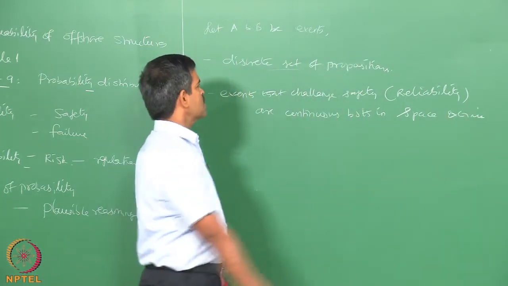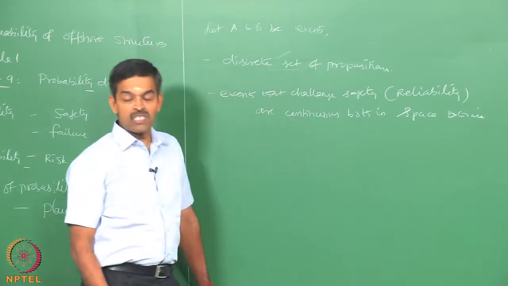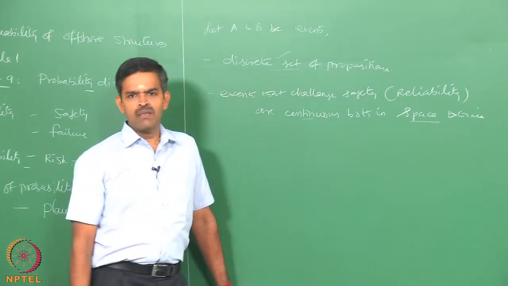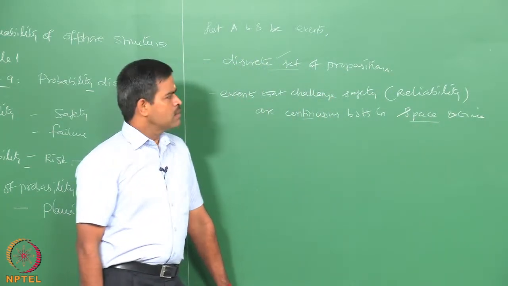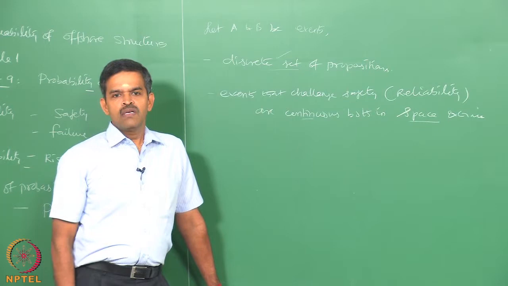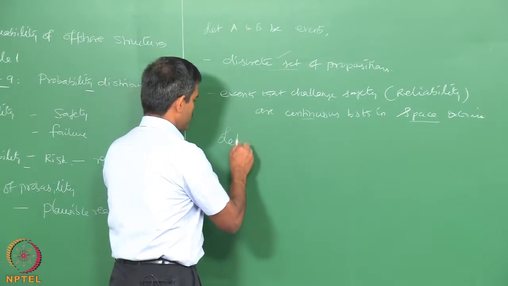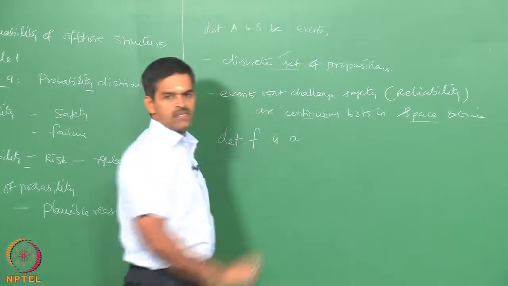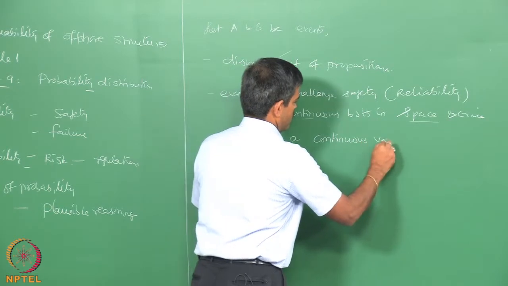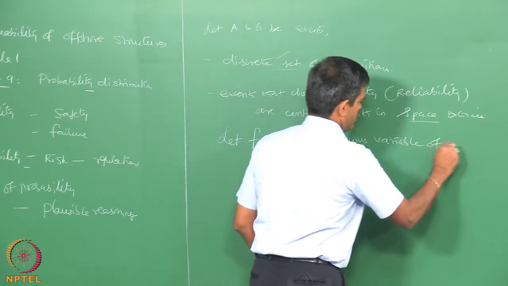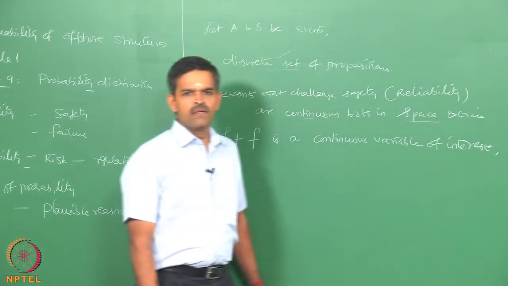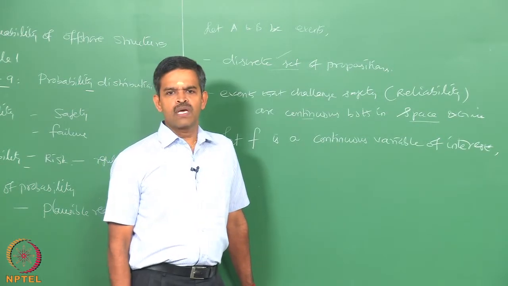So, we have been discussing a discrete set of propositions, but now we have events or sets of propositions which are continuous in both space and time. Then how do we handle them? Therefore, the reliability analysis when applied to offshore structures now gets a new dimension. Let us say F is a continuous variable of interest, then the propositions of F can follow like this.